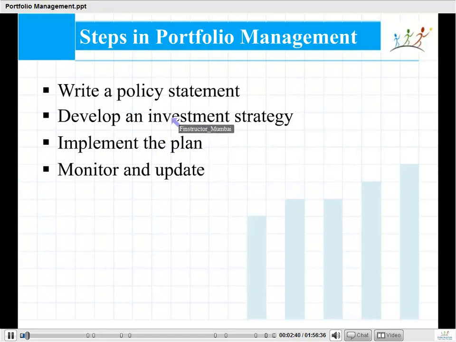At level 1, we will not go into too much detail of the portfolio management process. Level 3 is all about portfolio management. Roughly 70% of the curriculum deals with portfolio management. So we will revisit all these topics in a lot of detail when we reach level 3.